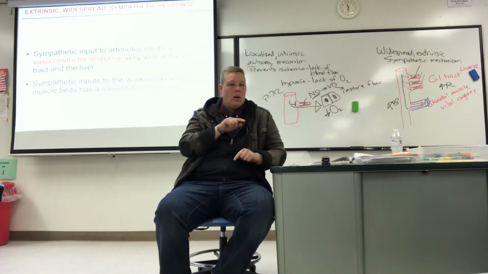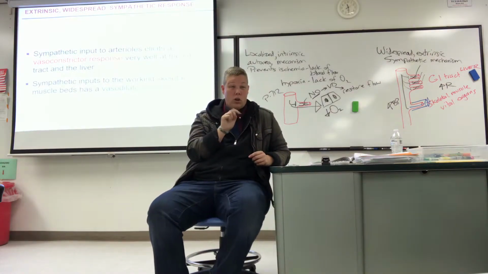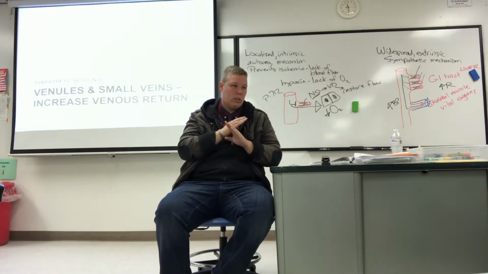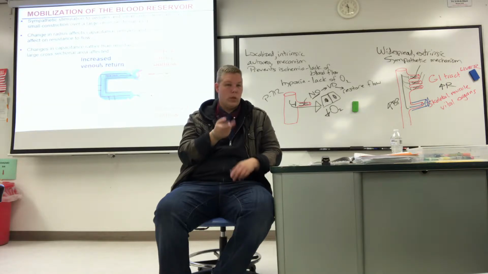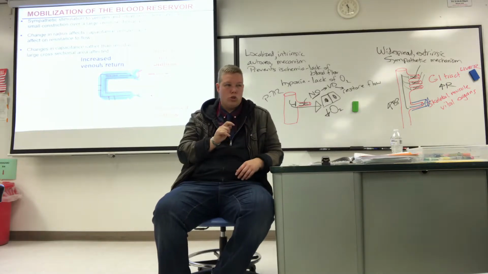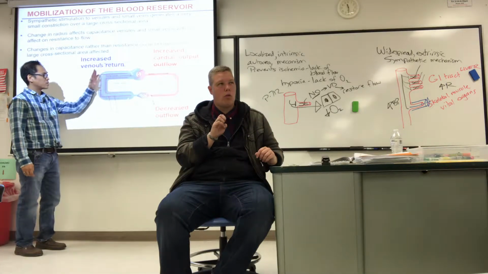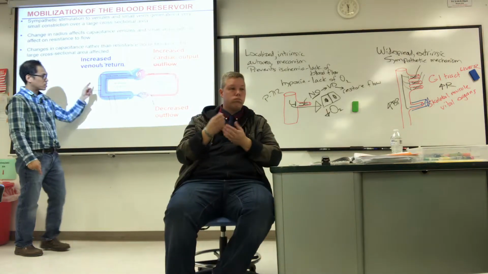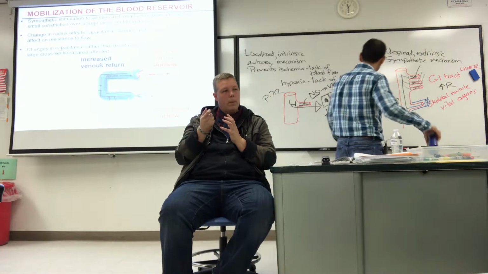Now the veins respond differently. I want to make sure you understand how the arterioles respond. You clamp down, increase resistance. That's the basic idea. So venules and small veins, they increase venous return during a sympathetic response. And I call it the mobilization of the blood reservoir. Basically what you're doing is you're taking the entire blood reservoir and you're shrinking the container just a little bit. So there's a difference between the arteries and the veins here. So let me clear the board here and explain that.